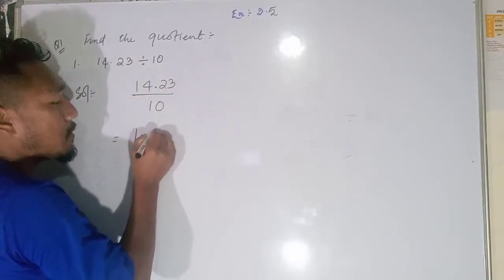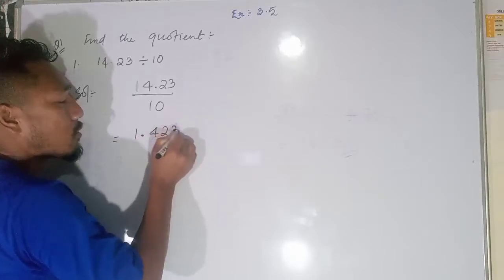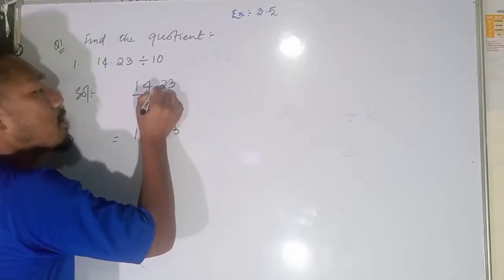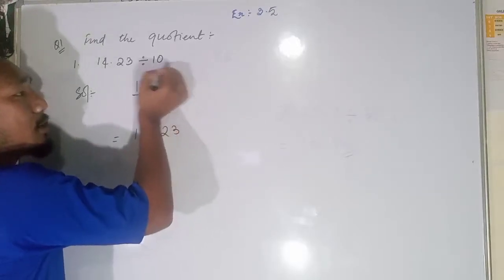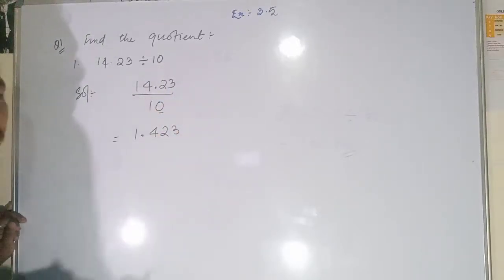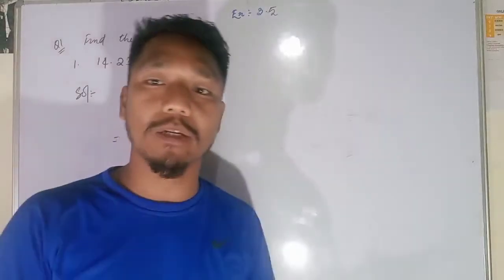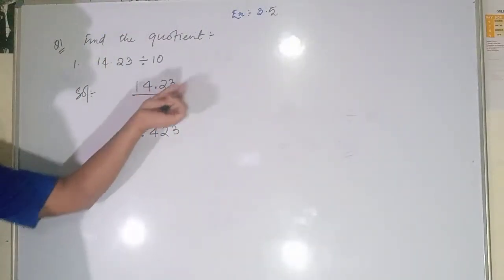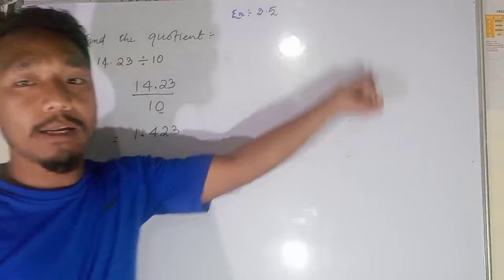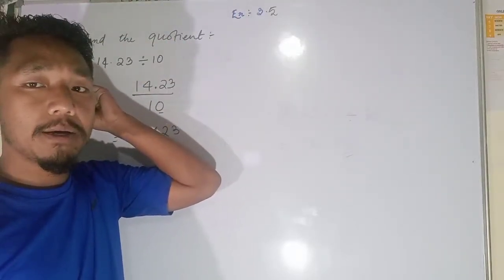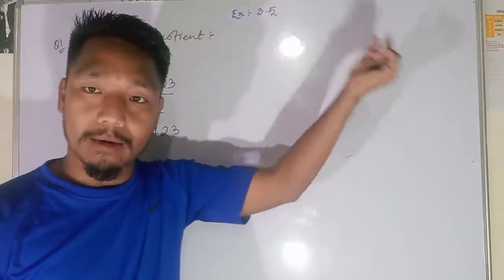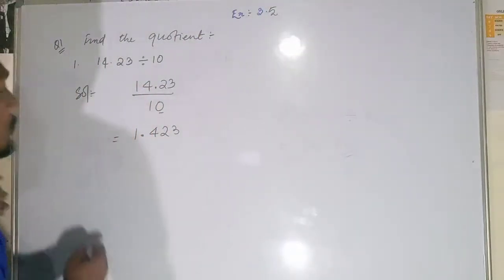So 1.423. Since 10 is there, that means this point will shift from the right hand to the left hand. Whenever division is there, as I told you in the previous topic also, the point will shift from right to left. Whenever you are multiplying, it will shift from left to right. Okay. So this is what we have.